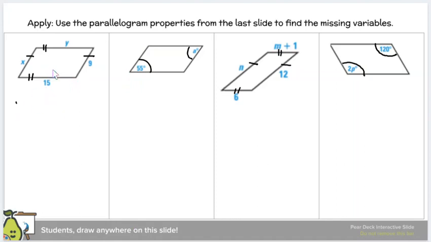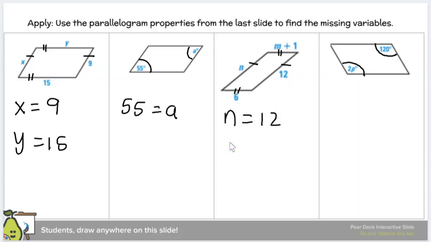So in each of these shapes, we are given that they are parallelograms, so we know that the opposite sides must be congruent. So in this first parallelogram, we know that x must equal 9 and y must equal 15. We also know that opposite angles in a parallelogram must be congruent, so 55 must equal A. The opposite sides in a parallelogram are always congruent, so in this one, n equals 12, and 6 will equal m plus 1, so we just have to solve that equation to get 5 equals m.